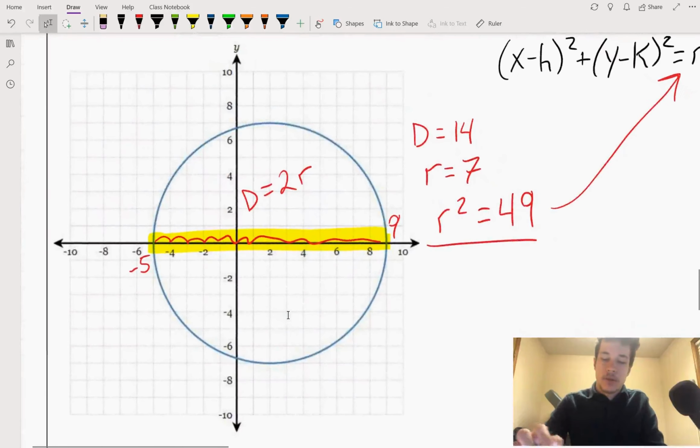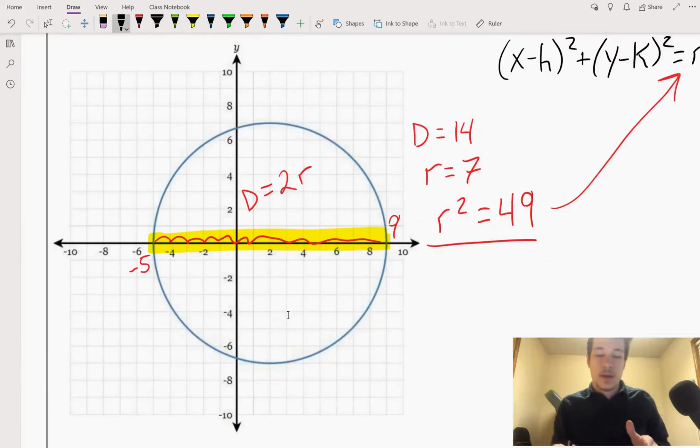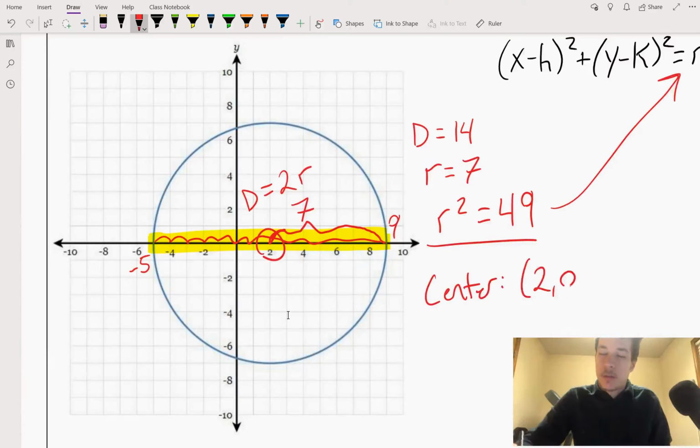Now, h and k are actually a little bit more tricky. I want to find the center of the circle, but where does it go through? The diameter always goes through the center, and when you think about it, if the whole diameter is 14, and it goes from end to end through the center, then the center has to be exactly 7 units away from the edge. So if I go to 9 and I go 7 units down, I find that the center is right here on 2. In fact, that center is at 2, 0. So I have h and I have k.